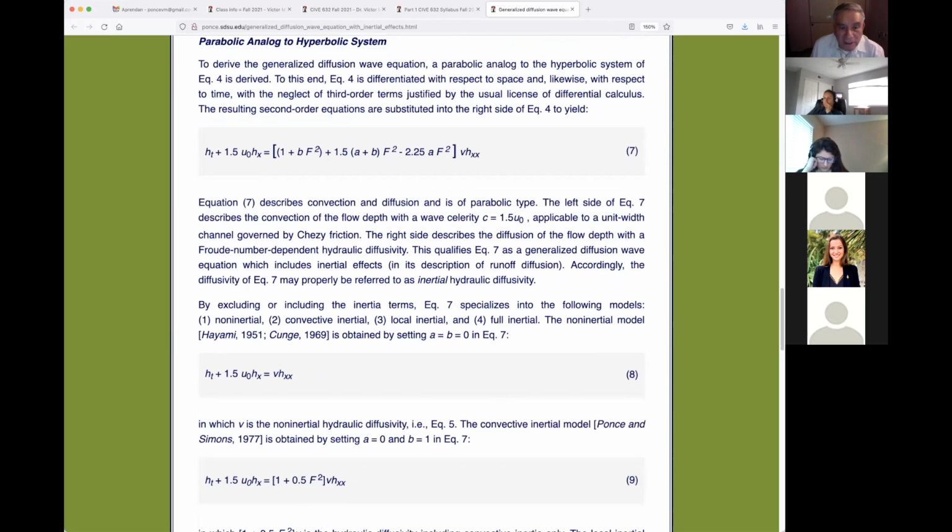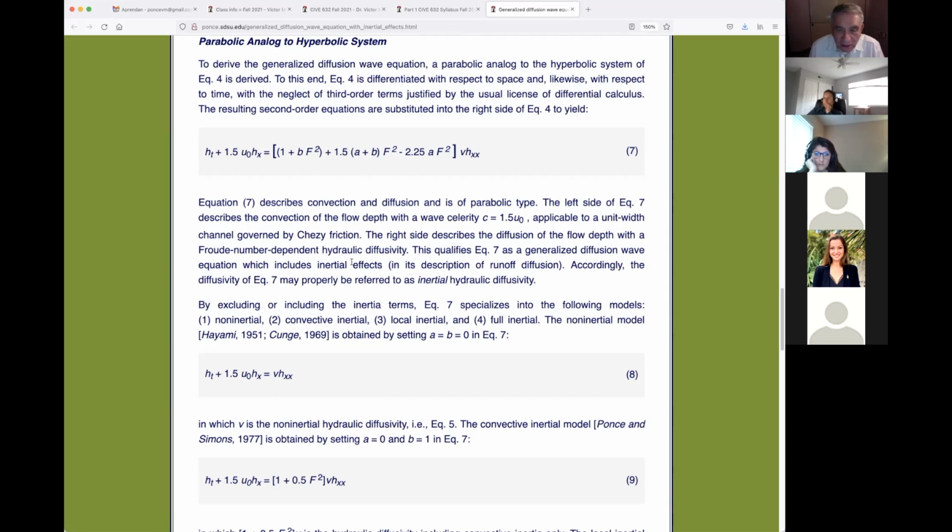Equation 7 describes convection and diffusion, and it is a parabolic type. It now only has a second order derivative with respect to space. This is partial h with respect to x squared, the way Hayami would have liked it. Hayami or Du. But it has a very complex term in here, which now has the a's and the b's. These are our a's and b's, 1 or 0.